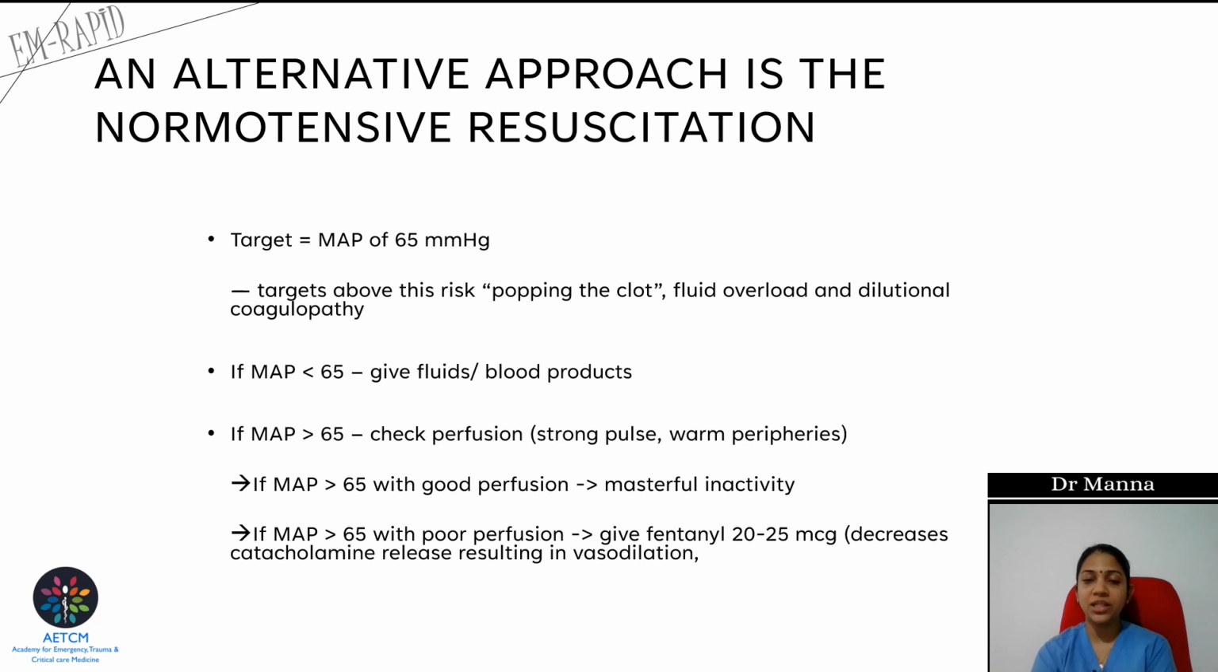If there is a strong pulse and warm peripheries, we don't have to further resuscitate the patient and try to increase the MAP. And if at all this patient's MAP is more than 65, and if this patient is having features of poor perfusion, weak pulse, cold peripheries and all, then we have to manage accordingly.